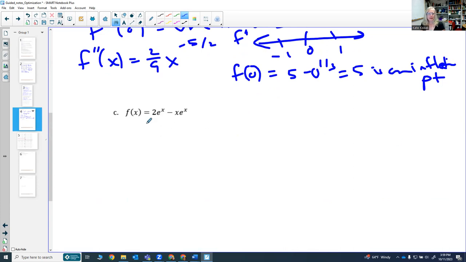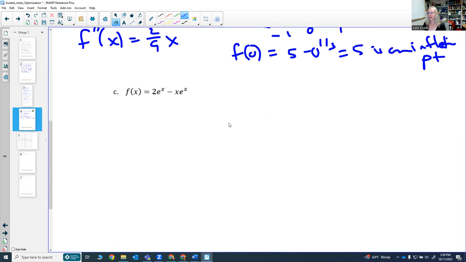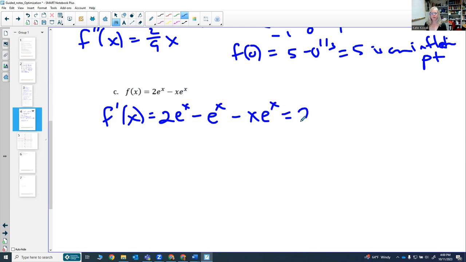Part C says f of x is equal to 2 times e to the x minus x e to the x. The solution, you've got to first find the critical points by finding the derivative and then setting the derivative equal to zero or where it's undefined. f prime of x is going to equal 2 e to the x minus, product rule, derivative of the first times the second minus the first times the derivative of the second. Simplify this, you get e to the x minus x e to the x.